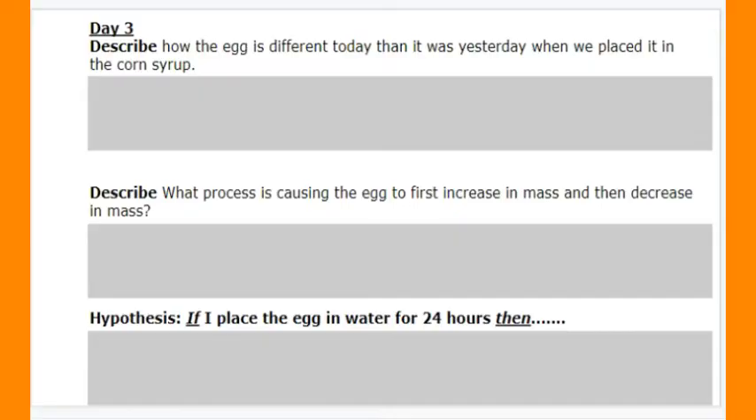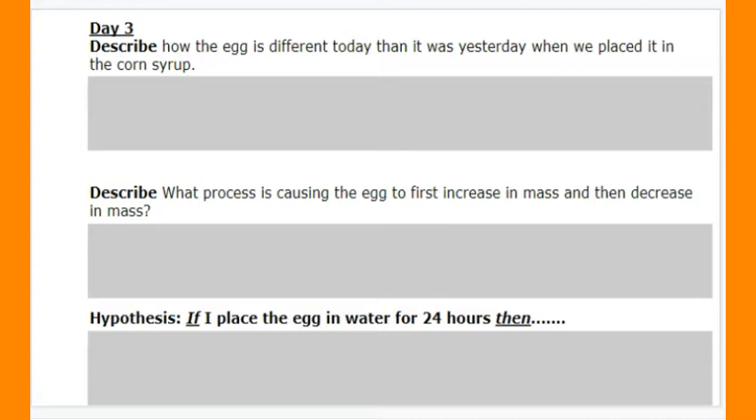There we go. All right, guys, so let's look at our descriptions and our hypothesis today. Day 3, it says, describe how the egg is different today than it was yesterday when we placed it in the corn syrup. That should be fairly easy, right? A sentence or two describing, because it's a pretty big difference from when we removed it from the vinegar to the day when we removed it from the corn syrup.